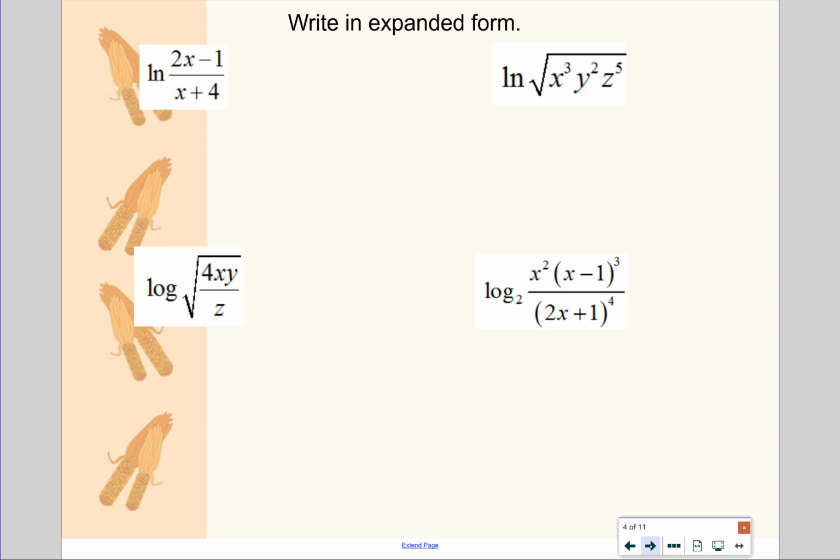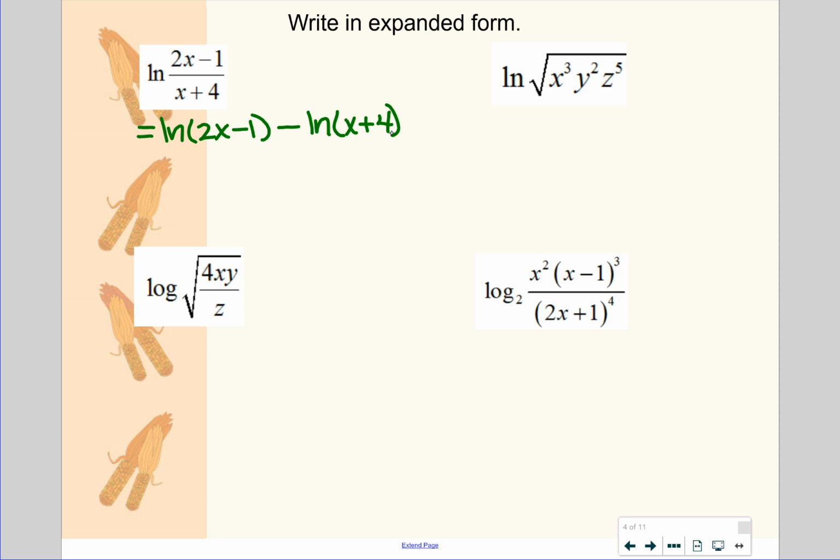I also am looking for, do I have any division? I do have division. We have a fraction. Fraction represents division. Division changes to what operation? Subtraction. So my numerator will be with my first log. My denominator will be with my second log. They are both natural logs when I write them. So it's going to be natural log of my numerator, 2x minus 1, minus, because it's division, natural log of my denominator, x plus 4.